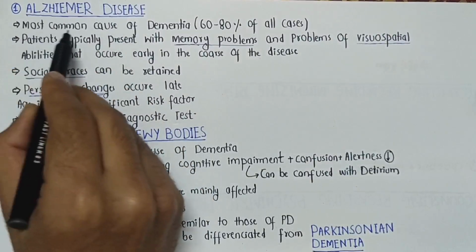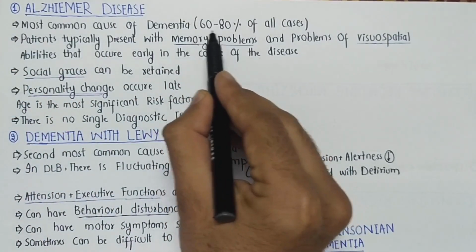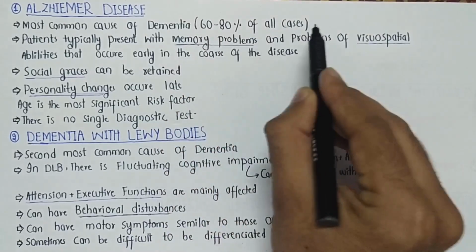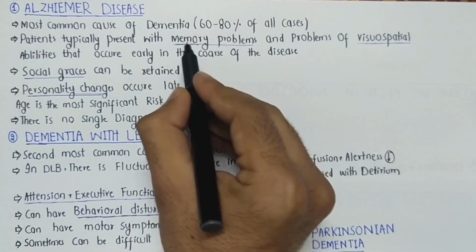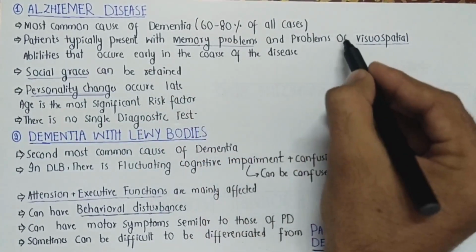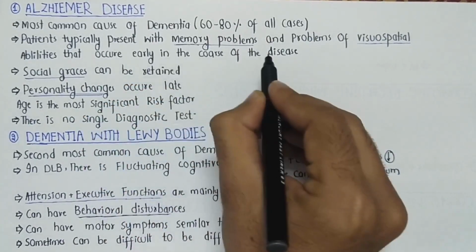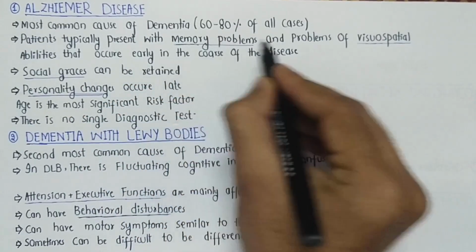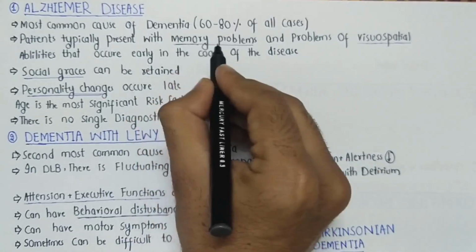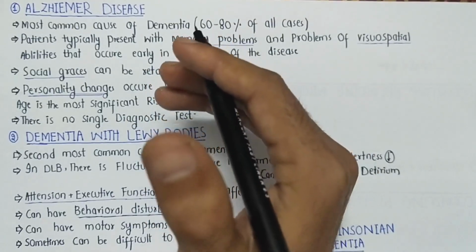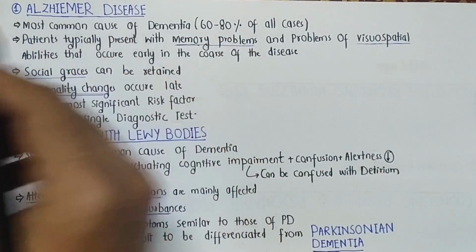Alzheimer disease is the most common cause of dementia, accounting for about 60 to 80% of all cases. In Alzheimer disease, the patients typically present with memory problems and problems of visual spatial abilities that occur early in the course of the disease. So memory problems and visual spatial problems are the typical domains of cognition that are affected in Alzheimer disease.